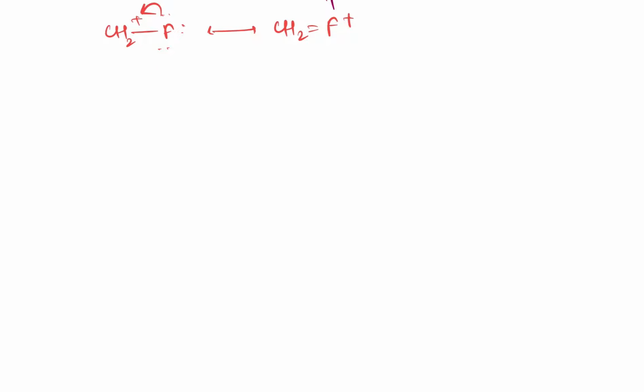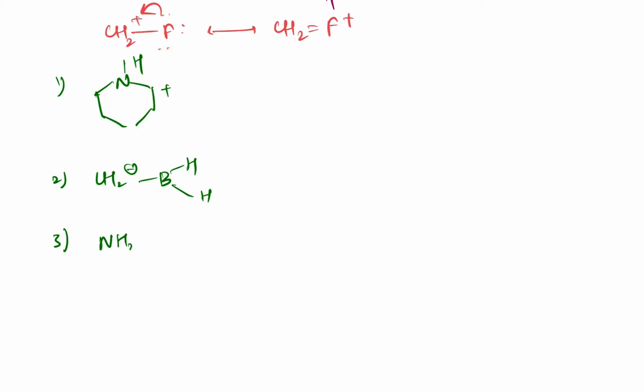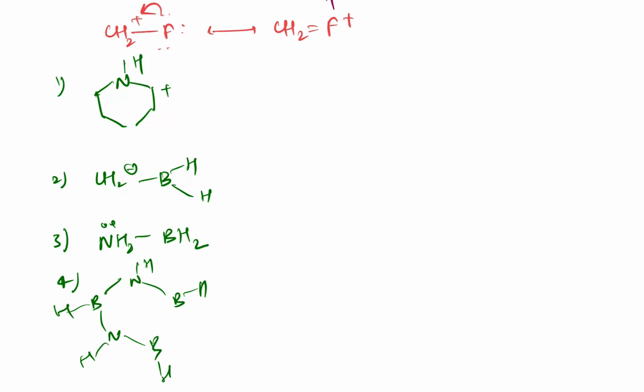Now we have some questions regarding that. First, we have nitrogen and we have hydrogen. We have to identify the conjugation and draw the resonating structure regarding that. Third, it is like this: NH2 with a lone pair next to BH2. And fourth, we have NH, BH, BH, NH, and BH.